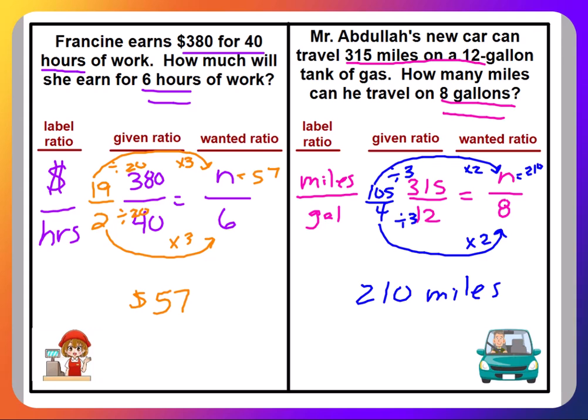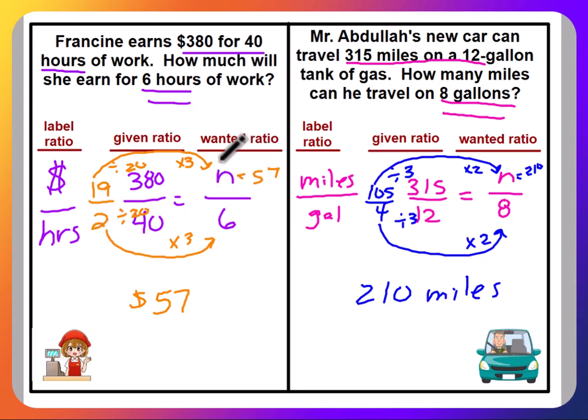On the first example, our label ratio, we're comparing money with hours. So our given rate was $380 for 40 hours of work. Make sure you put the money on the top where you have your money label, or if your money label's on the bottom, put it on the bottom. Okay, and now you're ready to solve.